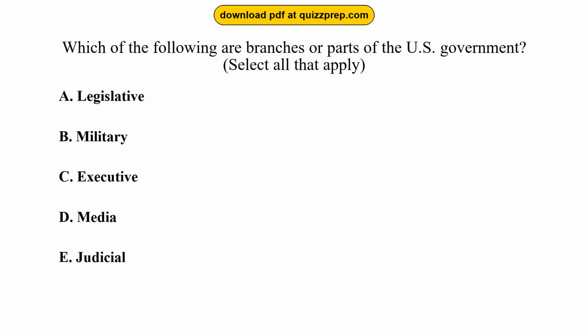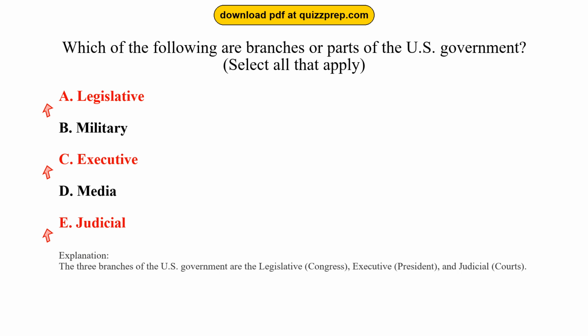Question 97. Which of the following are branches or parts of the U.S. government? Option A, legislative. Option B, military. Option C, executive. Option D, media. Option E, judicial. The correct answers are options A and C and E. Legislative, executive, judicial. The three branches of the U.S. government are the legislative, Congress, executive, president, and judicial, courts.